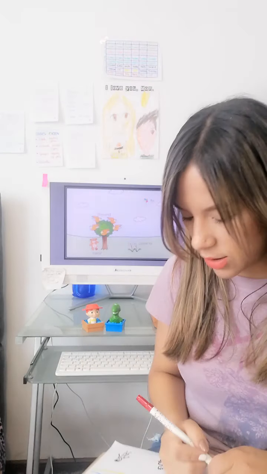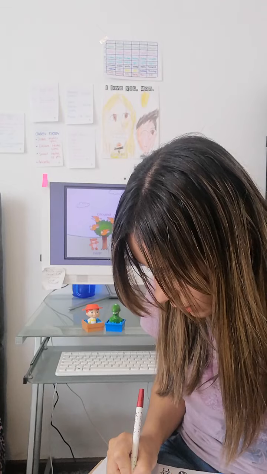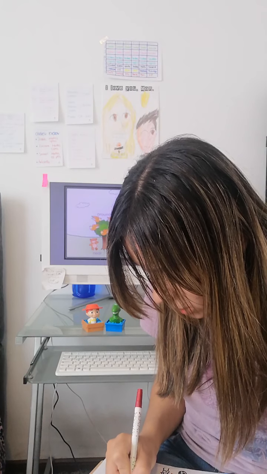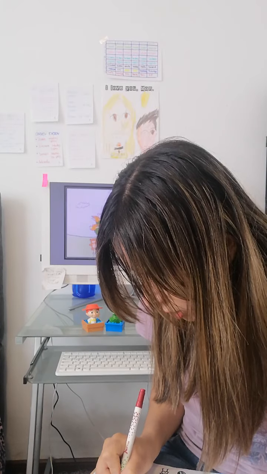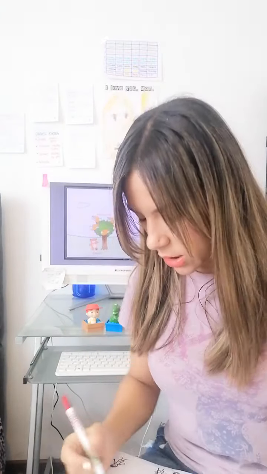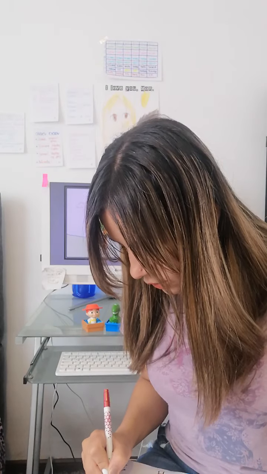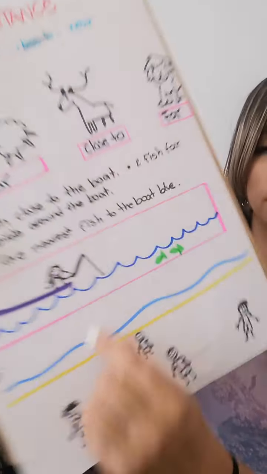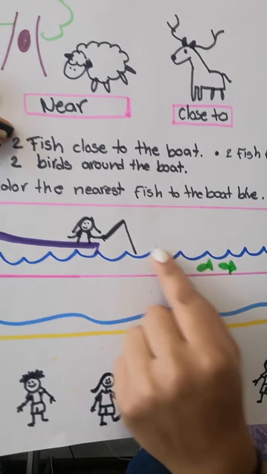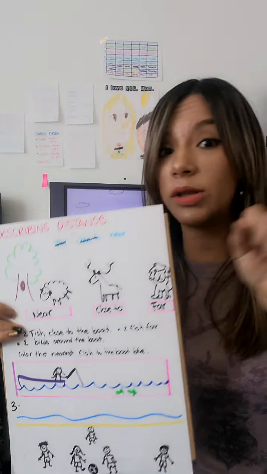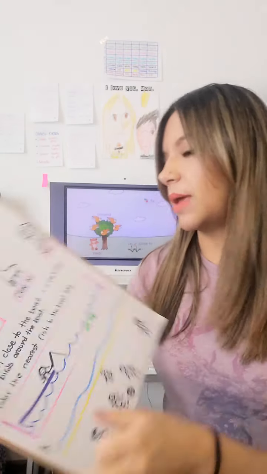I'm gonna use markers. Okay, so I'm going to do 1 fish and 2 fish. Remember that plural for fish is not fishes. No, it's fish. 1 fish, 2 fish, 3 fish, 4 fish. So I have 2 fish close to the boat. Close to. Pues no tan cerca, relativamente.